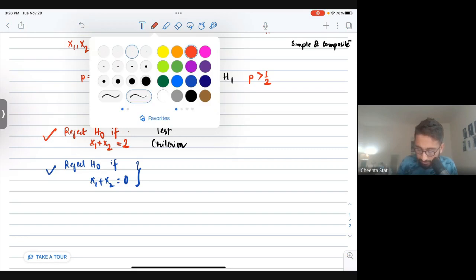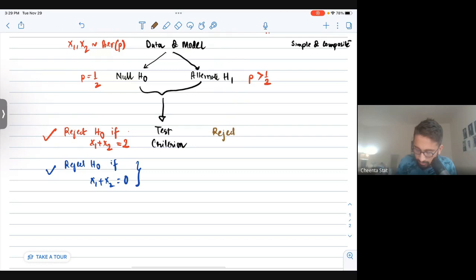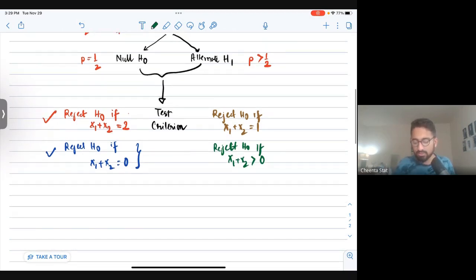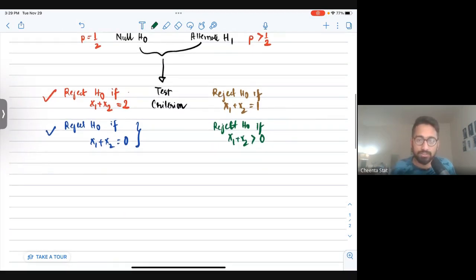And therefore we can have other criteria also. We can have criteria like reject H naught if X1 plus X2 is equal to 1, or greater than 0, or whatever. Like you can have different criteria, right? You can also have a criterion like reject H naught if X1 plus X2 is greater than 0. Different test criterions, right? But what does it mean essentially?